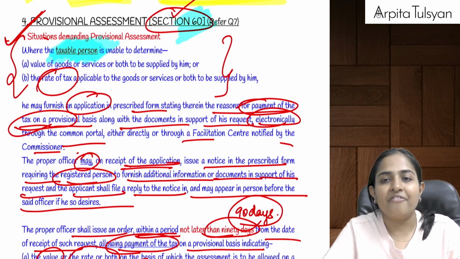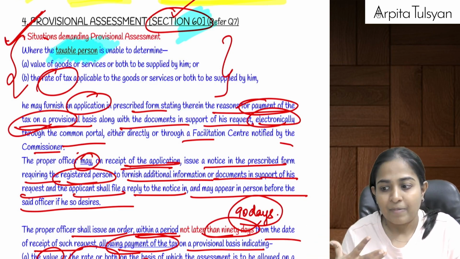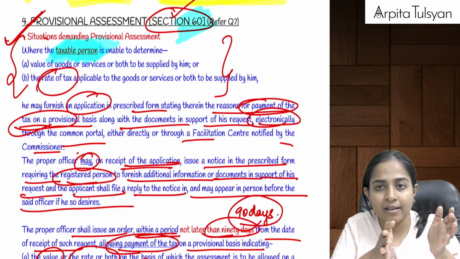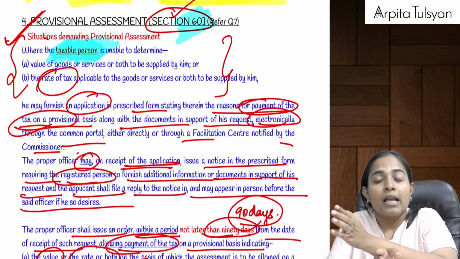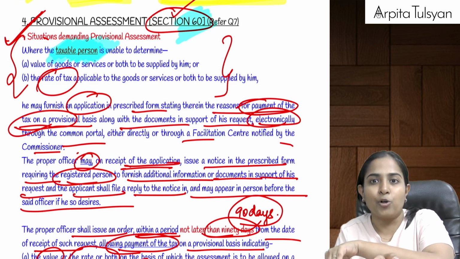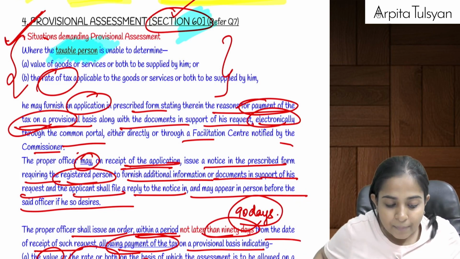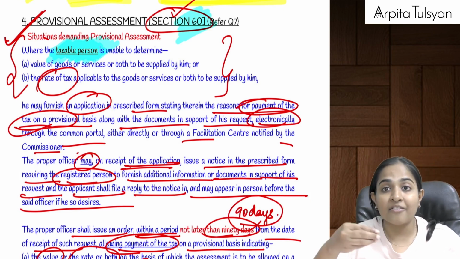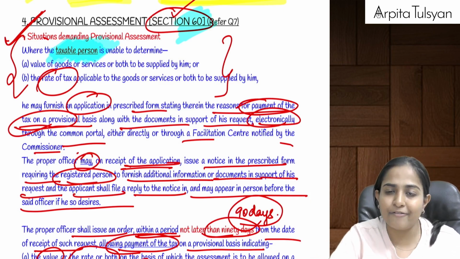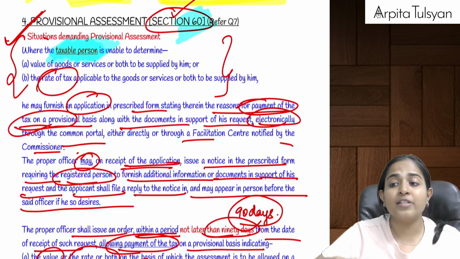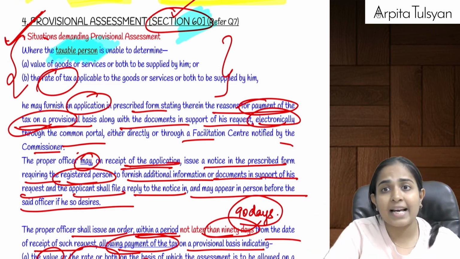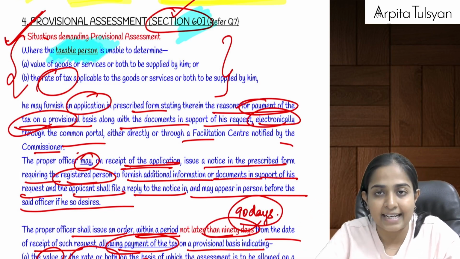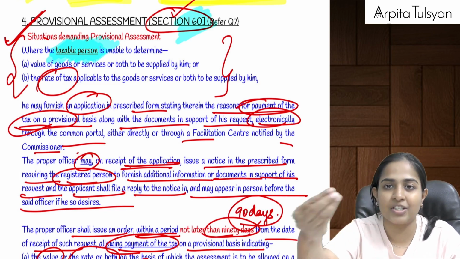Let's say there is a taxable person. Taxable person has a wider scope, which includes a registered person plus a person who is not registered but liable to be registered. If a taxable person is not able to determine the value of the goods, or is not able to do the classification, because of which he does not know the rate of tax payable on the supply of goods or services supplied by him.